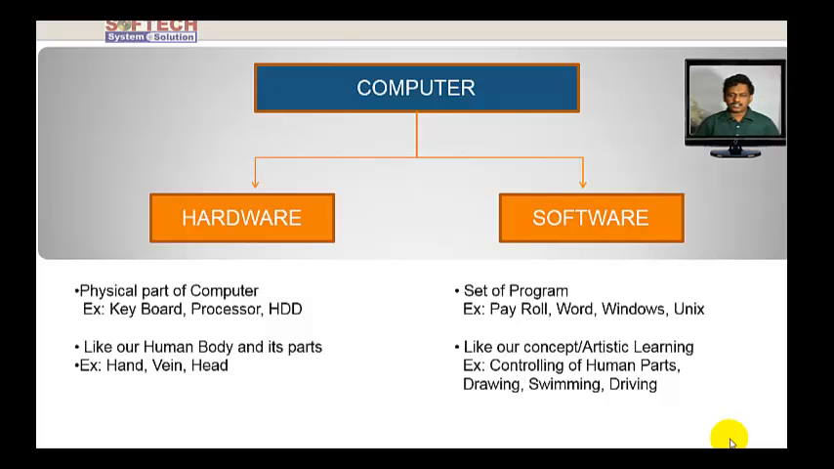Those applications are done through the human system. That human system is already controlled and managed by some preloaded software. That software is the human system software. After the control of the human system, it will execute, that is, it will learn swimming, driving, drawing. These are all the application software.